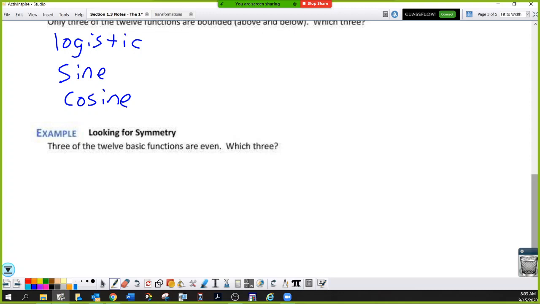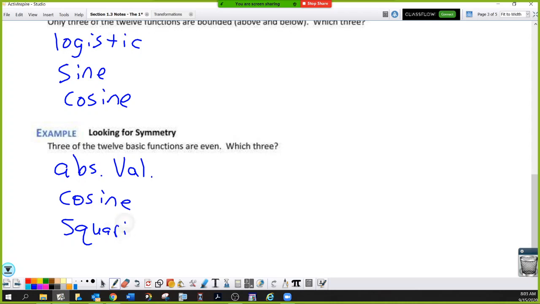Looking for symmetry. 3 of the 12 basic functions are even, and just to remind you of what that means, because we did that yesterday, an even function means that the y-axis acts as an axis of symmetry. That if you could fold it in half perfectly over the y-axis. 3 of them are even. Absolute value is 1. Hope you guys don't mind, but I'm going to say this. Too lazy to write it all. Absolute value is 1. Cosine, good catch. Cosine is an even function. And then the last one, squaring, x squared. There it is. Those are the 3 evens.